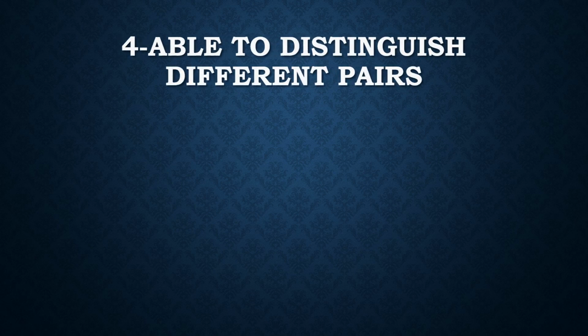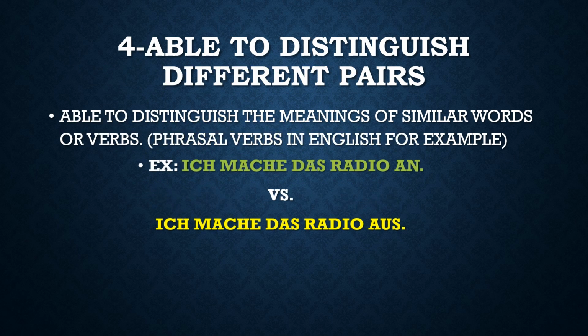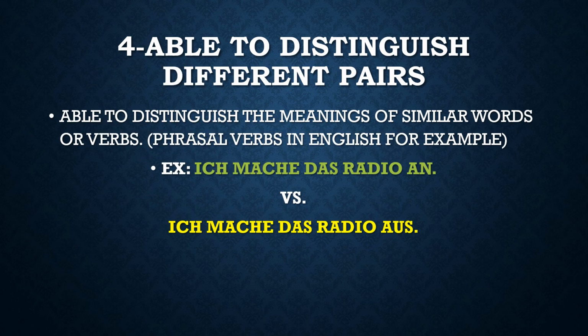Now, you're also able to distinguish different pairs. By pairs, I mean similar words or verbs that look similar, but their meanings are completely different. Similar to how phrasal verbs work in English, like to fill in is not the same as to fill out. And here are two examples of sentences in German using a similar verb.